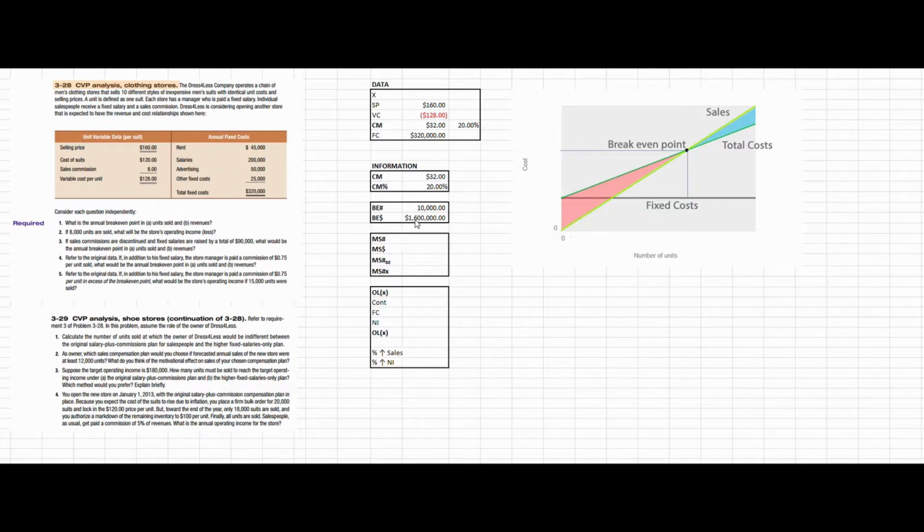The other way I can calculate my break-even in sales is to take the total amount of contribution I need to generate, again, my fixed cost, which is $320,000, and divide it by my contribution margin ratio. In either case, that's going to give me a break-even in sales of $1.6 million.